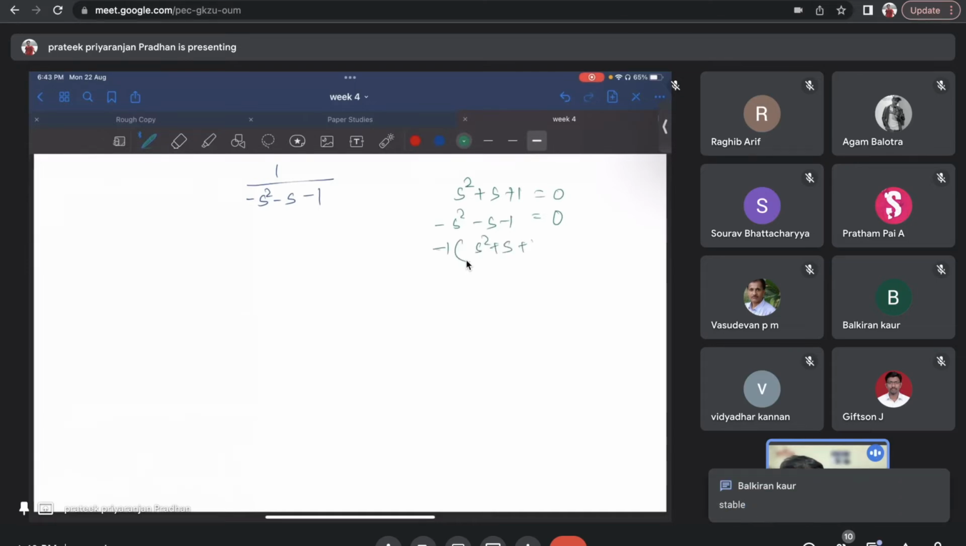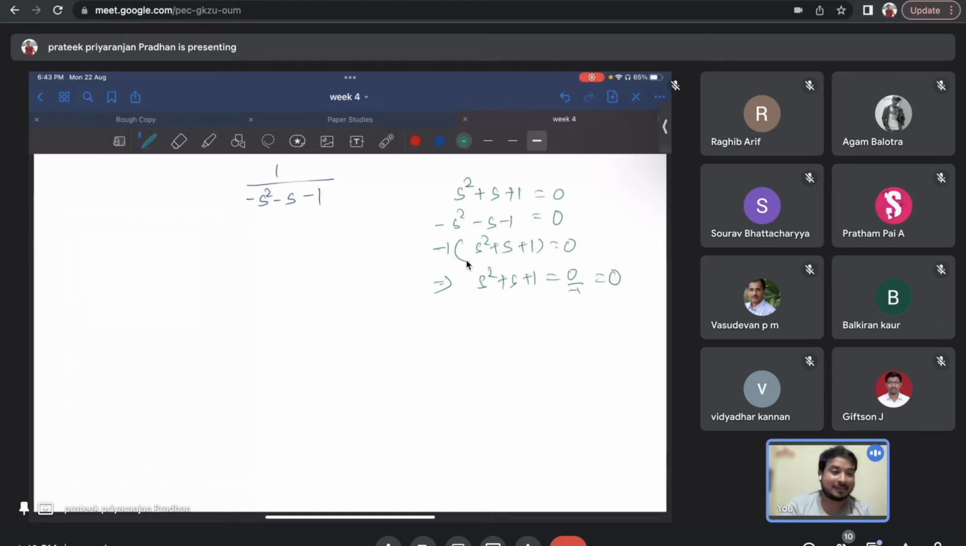S square plus s plus 1 is equal to 0. That's why it's the same equation. 0 by minus 1 is equal to 0. It's the same system. I just multiplied a minus 1 everywhere. But if I make it plus, then you need to calculate. Then you can't just comment just by looking at the signs.